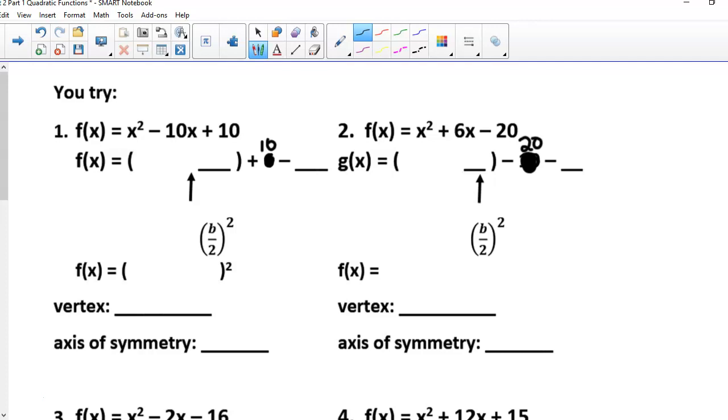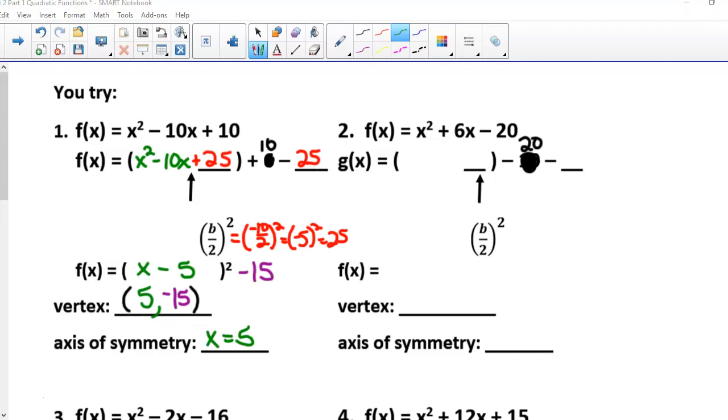Okay, so now you can check your answer for number 1. And you can see the work for number 1, where we've brought down our x squared and our negative 10x. We added 25 because half of negative 10 is negative 5, and then when you square that, you get positive 25. So we add that inside the parentheses, subtract it outside the parentheses. So then when we factor the x squared minus 10x plus 25, it becomes x minus 5 quantity squared, and then 10 minus 25 is negative 15. So our vertex is 5, negative 15, and our axis of symmetry is x equals 5. All right, so go ahead and try number 2.